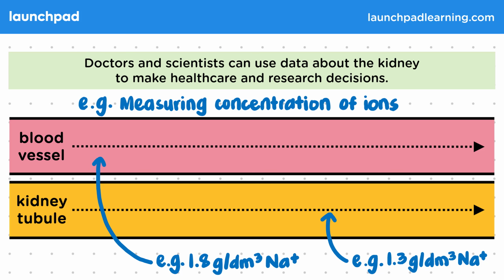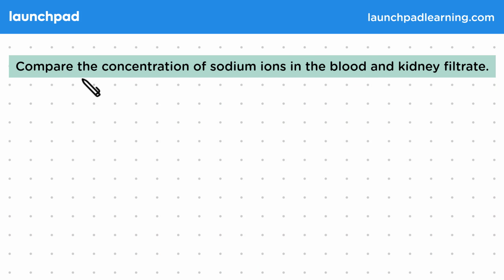Exam questions might ask you to interpret this kind of data, so what might you be asked to do with this in the exam? Compare the concentration of sodium ions in the blood and kidney filtrate. Filtrate is the liquid filtered out of the blood and into the kidney tubules.